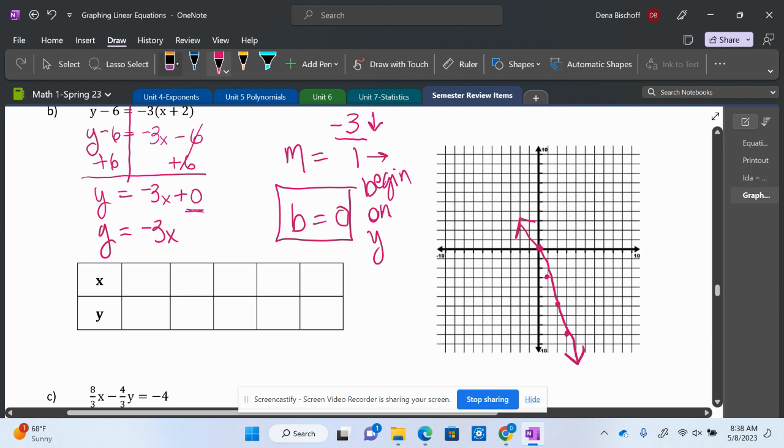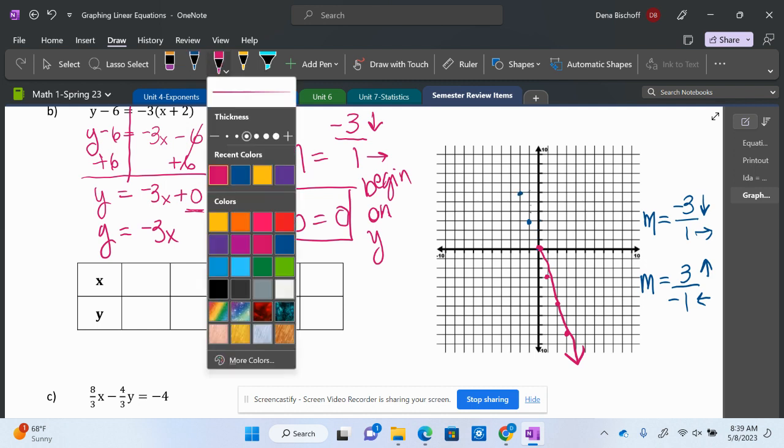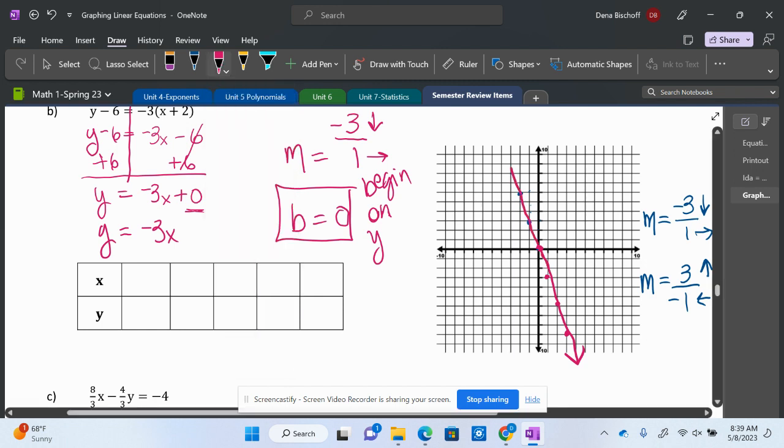Connect your points. What if you can't go down anymore? Do you guys remember how that works if you can't go down anymore? If m equals negative 3 over 1, and that means go down and to the right, and I can't go down, what if I move that negative to the bottom? That means I go up and to the left. So from here, I could go up 1, 2, 3, and to the left 1. Do you guys remember doing that last year or last semester? Well, it was last year, but yeah.